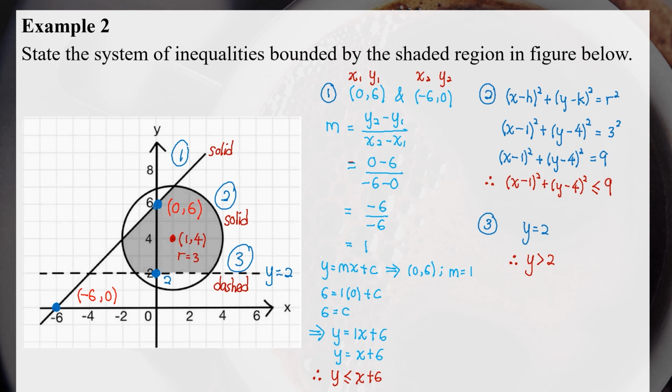So let me rewrite the inequalities. Therefore, our system of inequalities is: y less than or equal to x plus 6, this is the first inequality. The second inequality is x minus 1 squared plus y minus 4 squared is less than or equal to 9. And finally, the third inequality is y is greater than 2. So here is our system of inequalities.